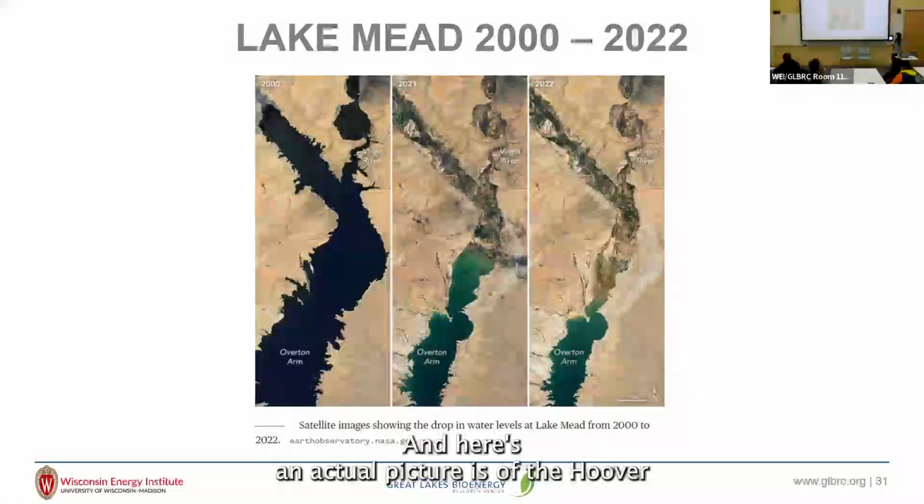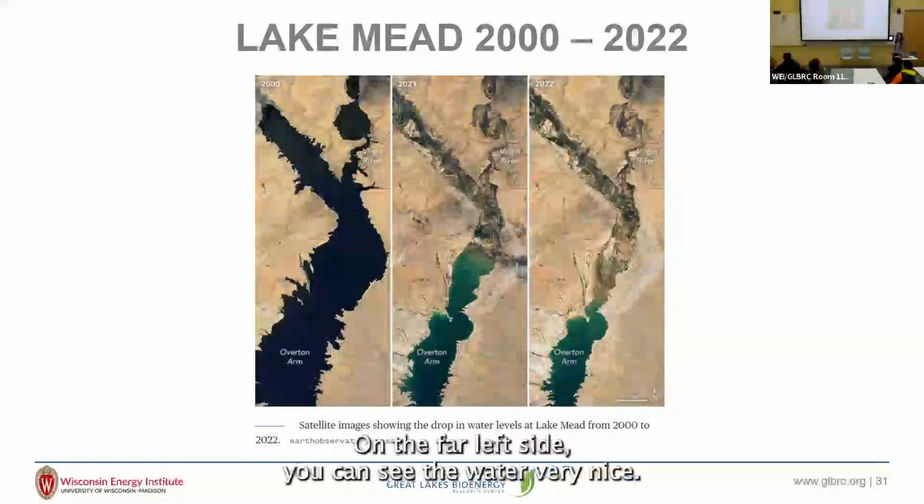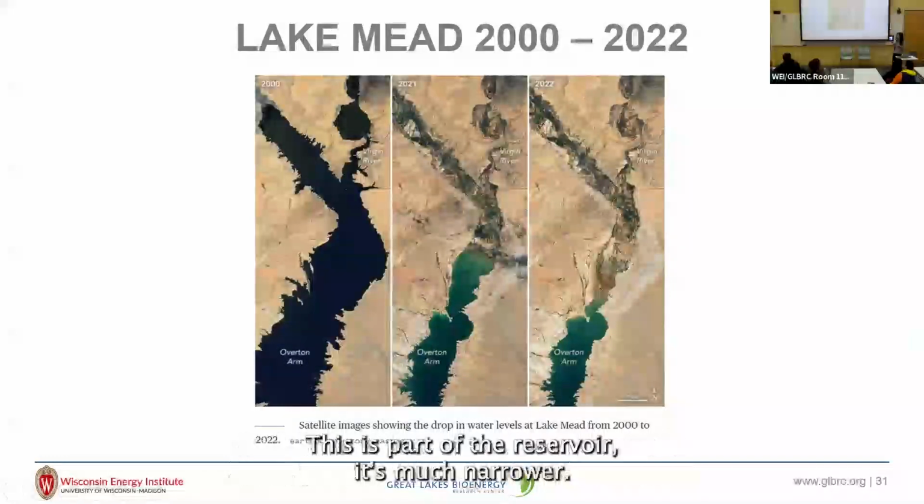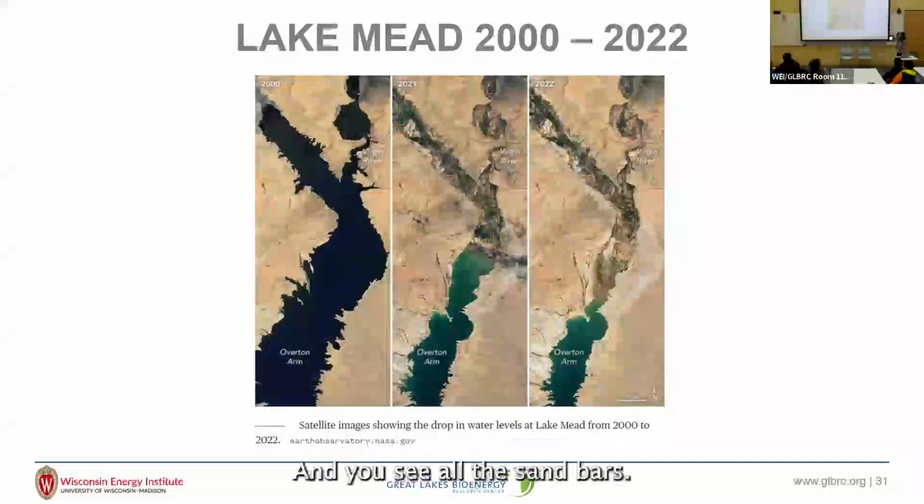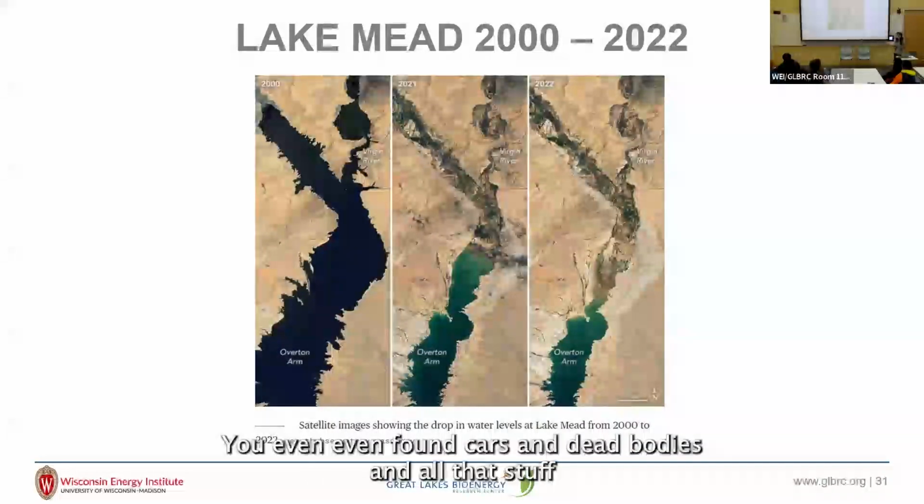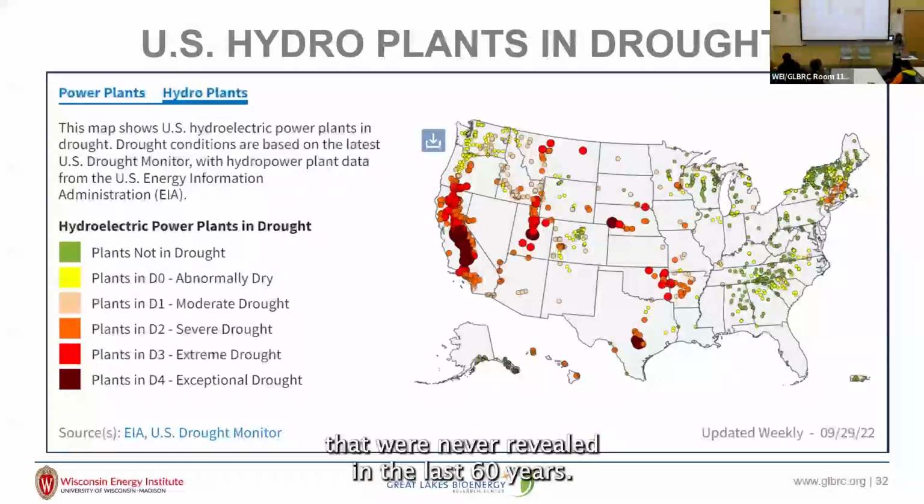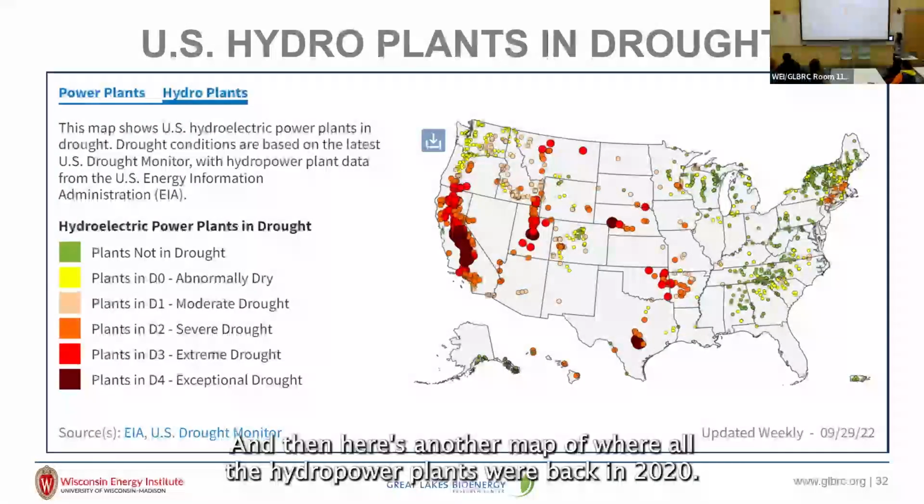And here are the actual pictures of the Hoover Dam reservoir. 2000 on the far left side, you can see the water, very nice. And then as time goes on and you go to 2022, you see the river is much narrower. This is part of the reservoir. It's much narrower, and you see all the sandbars. It's not even sandbars anymore. You basically see the bottom of the reservoir. You saw on the news, they even found cars and dead bodies and all that stuff that were never revealed in the last 60 years. And then here's another map of where all the hydropower plants were back in 2020.